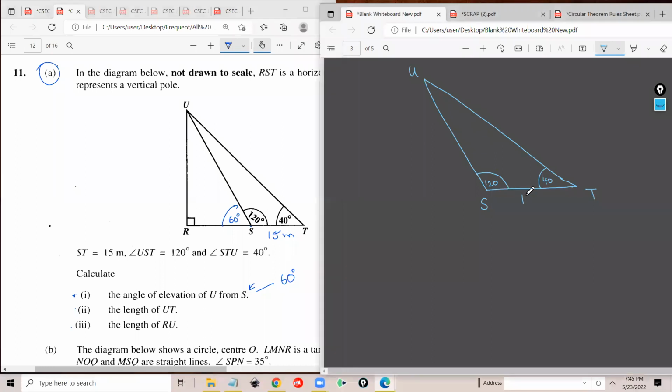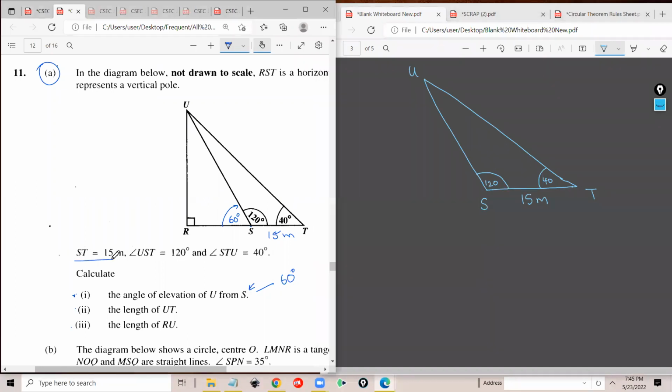And they said ST was 15 meters. So I kind of put it in on the diagram here. They only said it, right? They didn't write it in on the diagram.